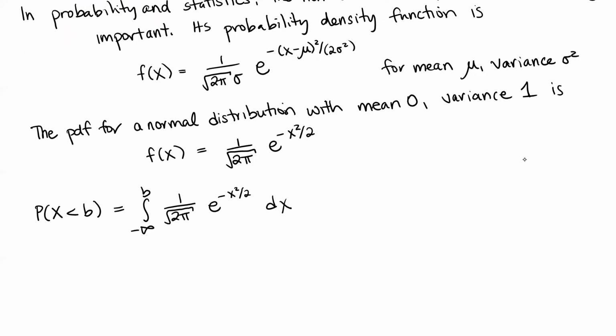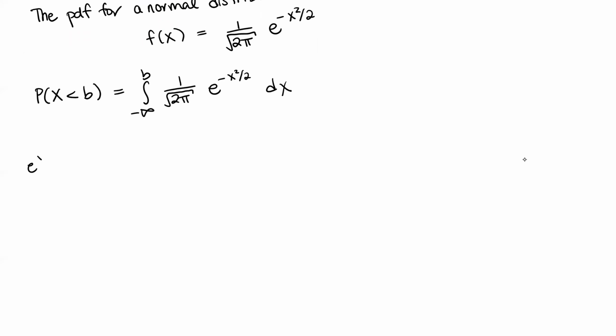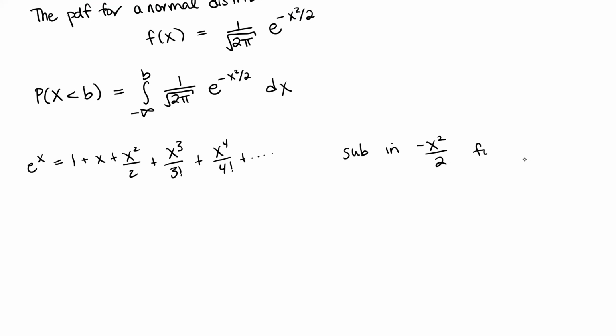Before we found that the Taylor series for e to the x is 1 plus x plus x squared over 2 plus x cubed over 3 factorial plus x to the 4 over 4 factorial plus and so on. And we learned before that we can create a new Taylor series by substitution. So what we're going to do is we're going to sub in negative x squared over 2 wherever we see x in this expression here.